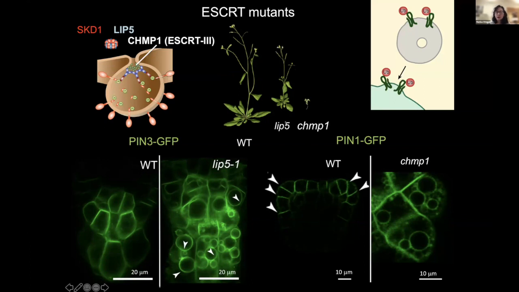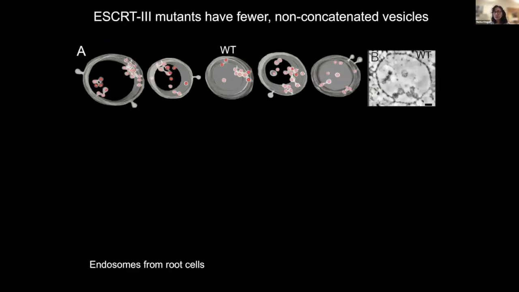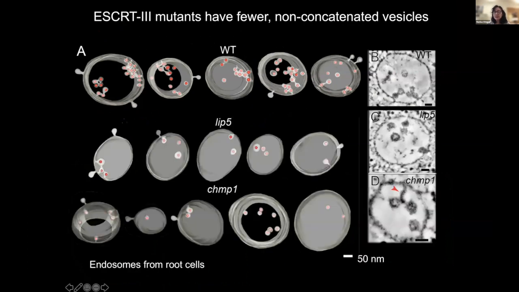So both mutants are failing to sort plasma membrane proteins into vesicles. But how do these endosomes look? So we did electron tomography. These are all wild-type tomograms. We just placed some red spheres inside the vesicles, so it's easier to visualize. And you can see large clusters of concatenated vesicles. In the mutants, both LIP5 and CHMP1, we see a reduction in the number of vesicles, but also they are not concatenated, they are free.